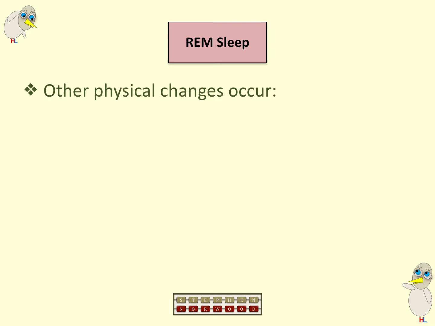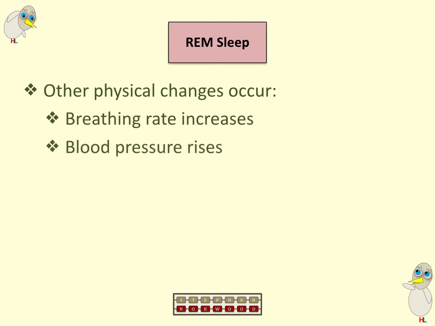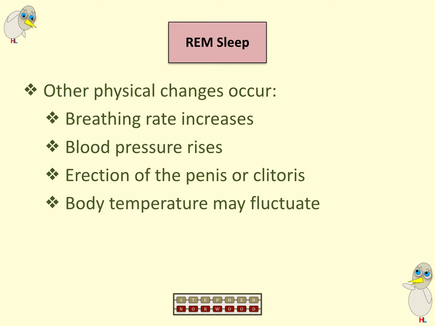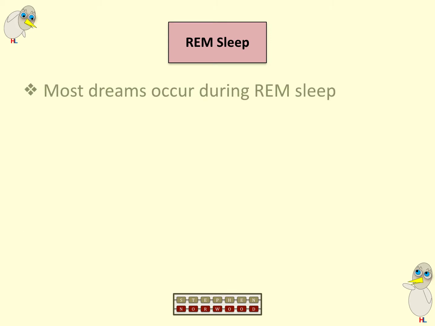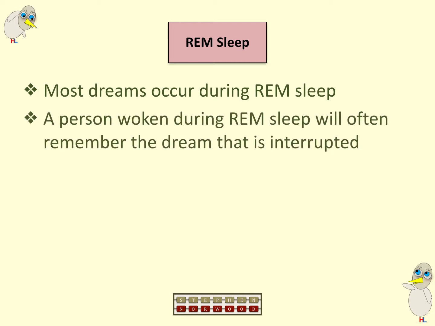Other physical changes occur. Breathing rate increases, blood pressure rises, erection of the penis or clitoris, body temperature may fluctuate, and brainwave activity increases to levels experienced when awake. Most dreams occur during REM sleep. A person woken during REM sleep will often remember the dream that is interrupted.